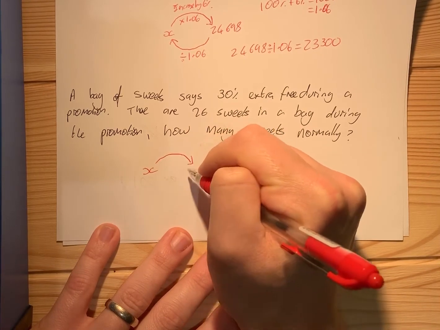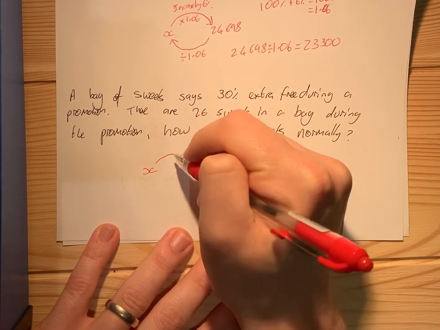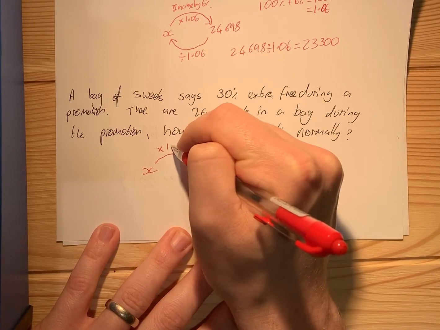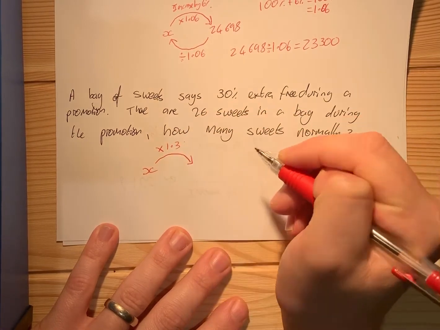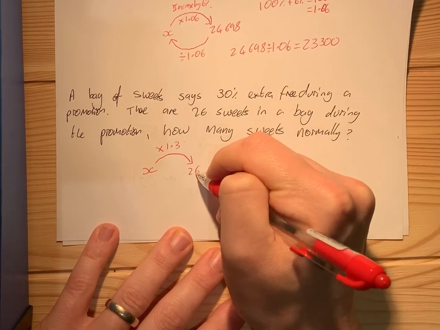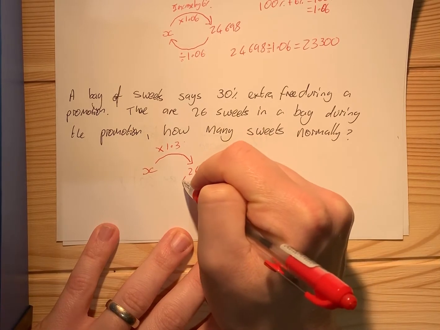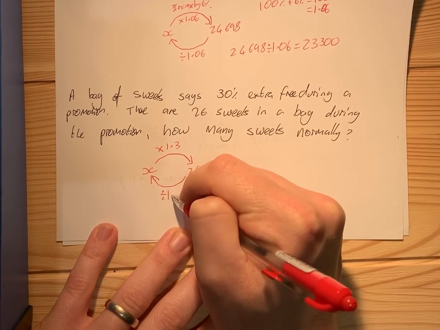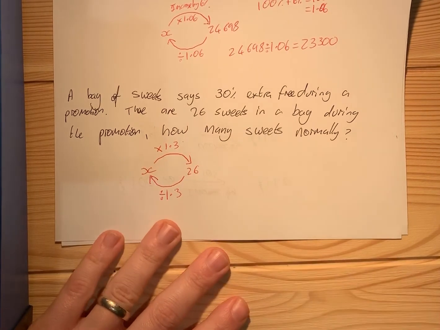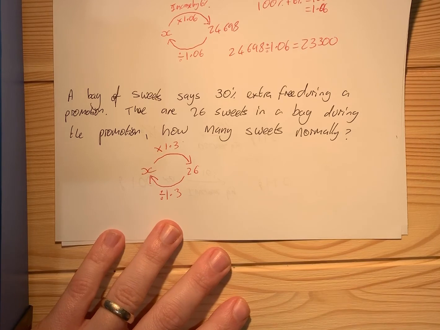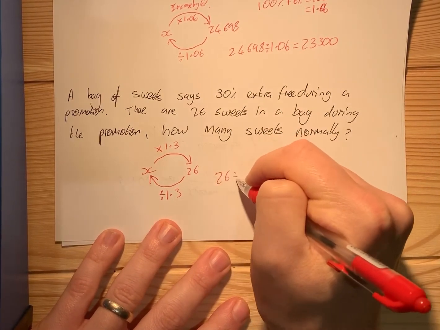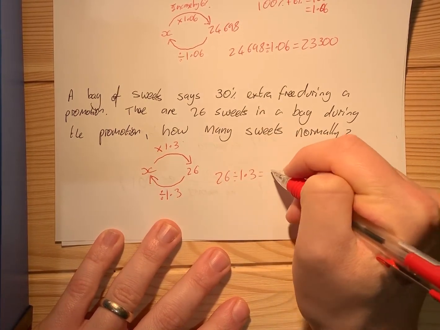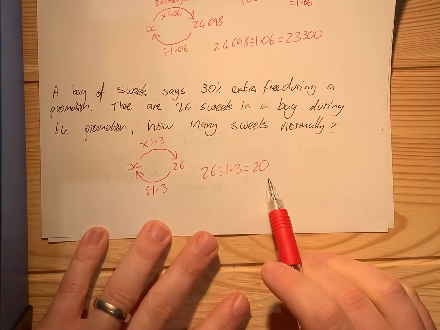30% extra free. Well, I know increase by 30% is times 1.3 or 1.30. There are 26 sweets. So we must divide by 1.3, okay? 26 divided by 1.3 gives me 20. So normally there are 20 sweets in a bag.